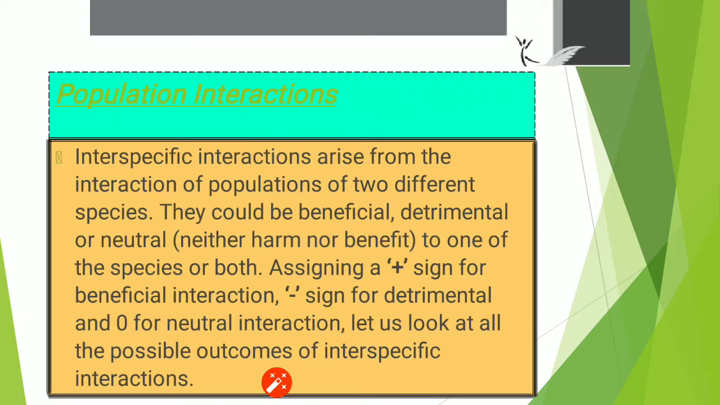Now, population interactions. Interspecific interactions arise from the interaction of populations of two different species. They could be beneficial, detrimental, or neutral to one of the species or both. Assigning a positive sign for the beneficial interaction, negative sign for detrimental and 0 for neutral interaction. Let's look at all the possible outcomes of interspecific interactions.